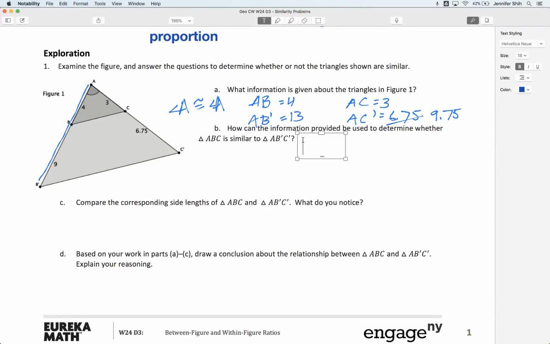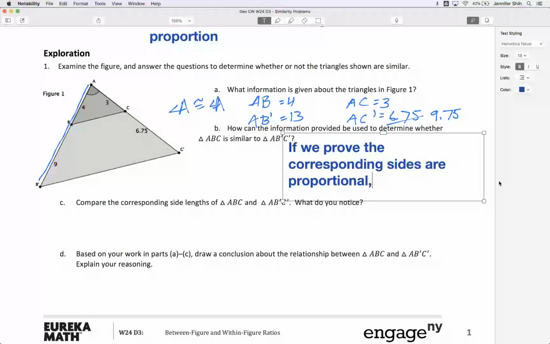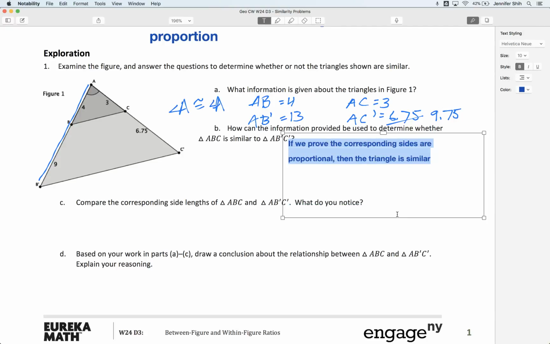If we prove the corresponding sides are proportional, then the triangle is similar, or it's just a dilated version of the other triangle, or it's proportional, or it's similar, or it's dilated. All those are the same thing, right? So our goal is to prove that the sides are proportional.